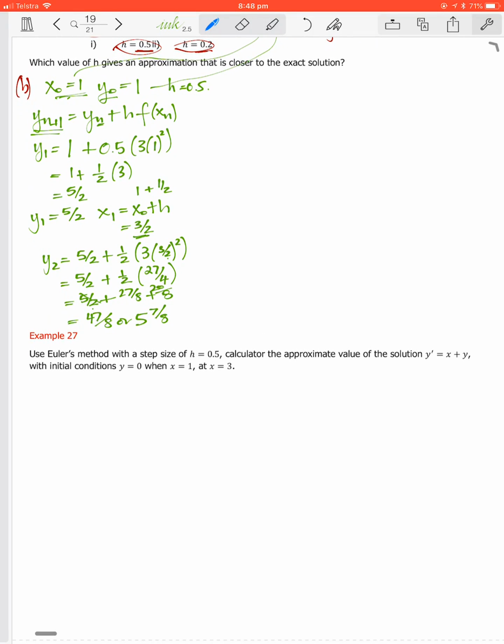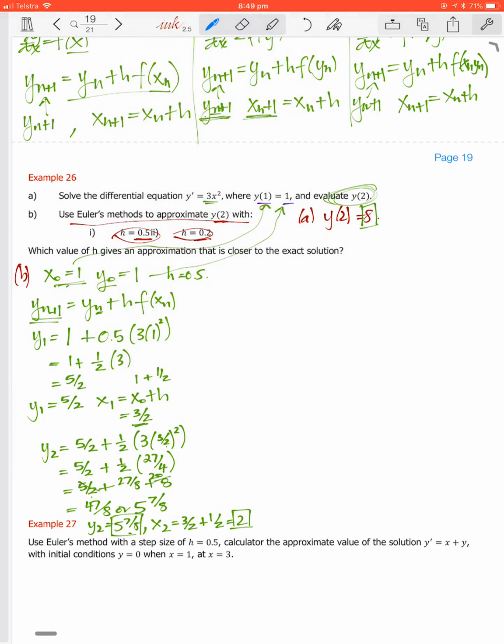Now we know that y2 is equal to 5 and 7/8, and we know that x2 is equal to x1, which is 3 on 2, plus our h value, which is a half, so that's 2. So when x equals 2, y equals 5 and 7/8. Now our real value is 8, so it's not very accurate. Okay, so that's not that close to that really.